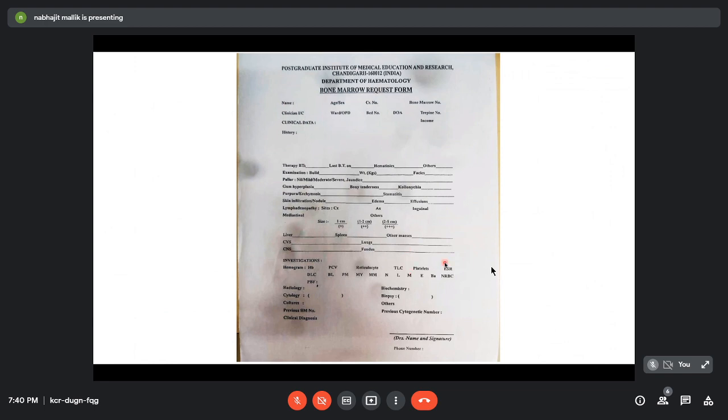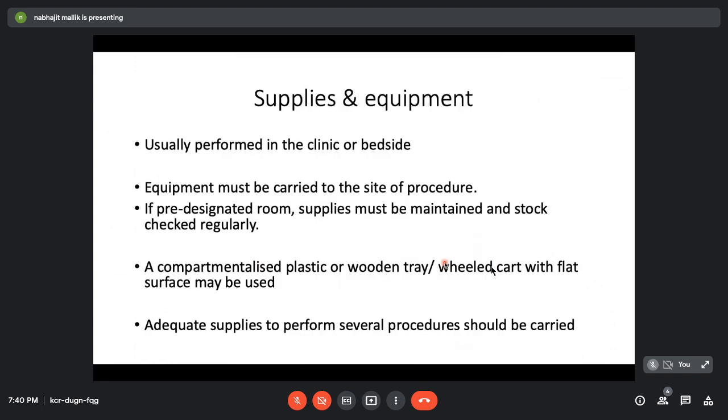Right. So with that, we move ahead and let's look at what supplies and equipment will be required. Bone marrow examinations are usually performed in the clinic or at the bedside, and if performed there, the equipment must be carried to the site of the procedure. However, sometimes pre-designated rooms are used and supplies must be maintained there, and stocks should be checked regularly. A compartmentalized plastic or wooden tray or wheeled cart with a flat surface may be used, and adequate supplies to perform several procedures, not just a few, should be kept stored in that area.